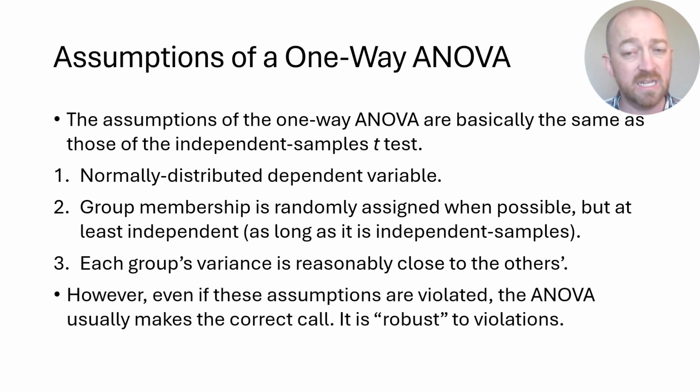And of course, just like the independent samples t-test, the one-way ANOVA is robust to violations of these assumptions. That means that if you break one or more of these assumptions, it's still probably going to make the correct call. However, you want to make sure that you communicate any violations to your audience, try to control for them, try to account for them if nothing else, and proceed with caution.